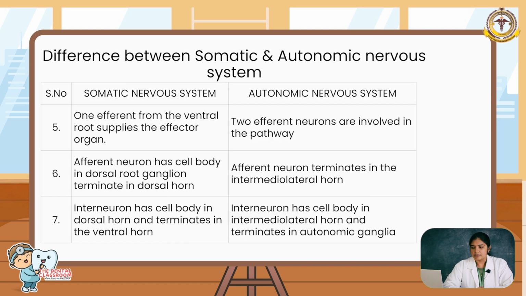In the somatic nervous system, we have one efferent neuron coming out of the ventral root, but in the autonomic nervous system, we have 2 efferent neurons involved in the pathway. In the somatic nervous system, the afferent neuron has its cell body in the dorsal root ganglion and terminates in the dorsal horn. But in the autonomic nervous system, we have the efferent neuron terminating in the intermediolateral gray horn of the spinal cord. The interneurons have their cell body in the dorsal horn in the somatic nervous system, but in the autonomic nervous system, the interneuron has its cell body in the intermediolateral horn and it terminates in the autonomic ganglion.